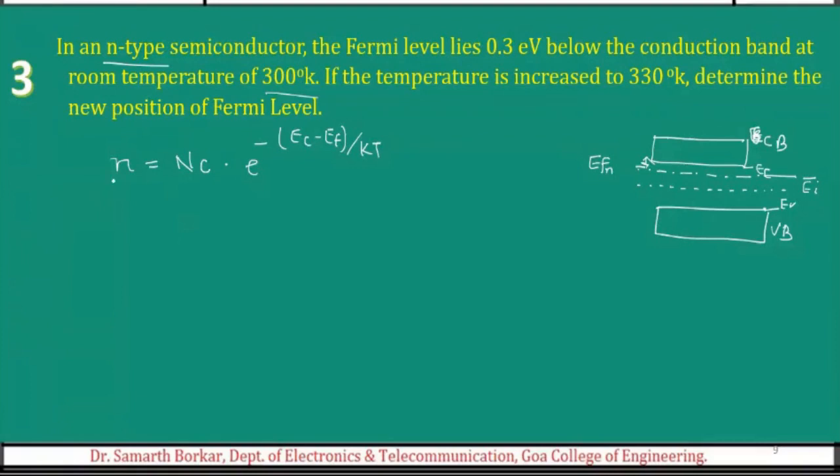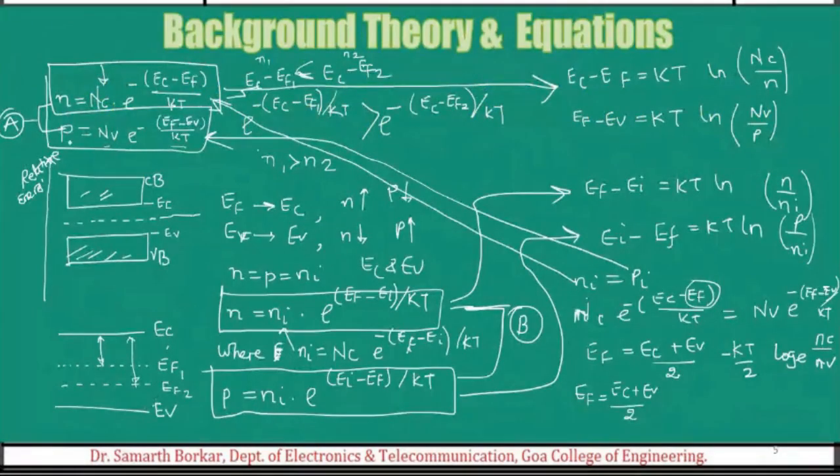Now, this N can be written as donor. That's the reason why I solved the last two problems. N equals ND for an n-type semiconductor. We can ignore the contribution of holes for conductivity. Fine. So Ef can be written as Ec minus of kT, Ec minus of Ef, kT ln Nc by ND. Okay, correct.